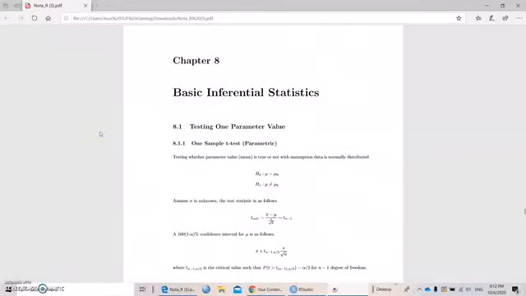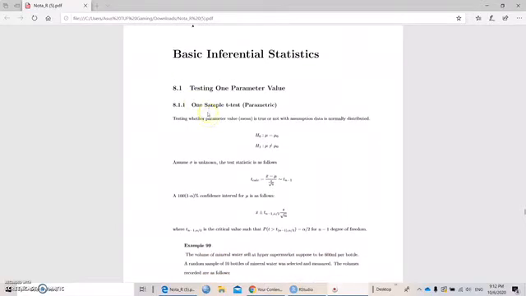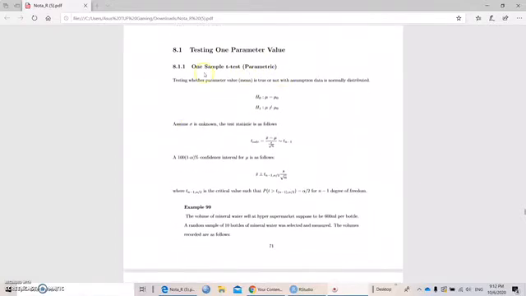Hi everyone, chapter 8 will cover some basic inferential statistics using R programming. The first basic inferential statistic that you need to know is testing one parameter value. Actually, testing one parameter value can be divided into two, parametric and non-parametric. In this case I will only cover the parametric test.